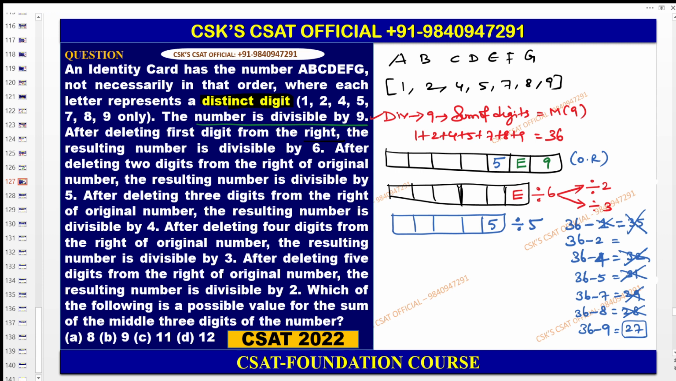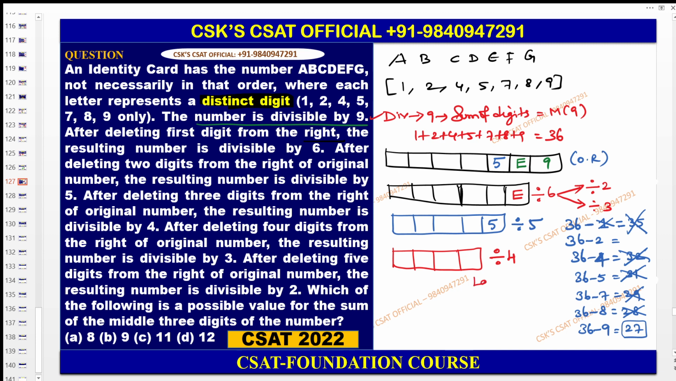So now move on to the next here. After deleting the 3 digits from the right of the original number, 3 digits right up to 5 we have to eliminate. Up to 5 if you are eliminating, then next this one, 4. So the resulting number is divisible by 4. So now this is also a very important statement here. You learned the divisibility by 4 also. In order to be divisible by 4, it has to satisfy 2 things here, right?